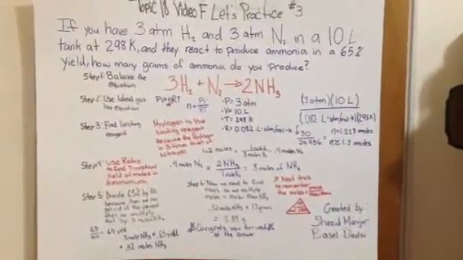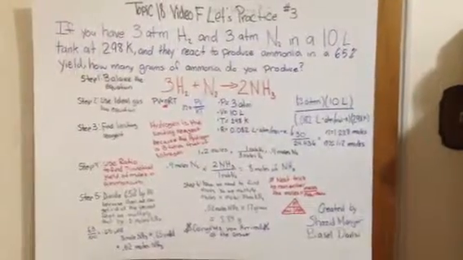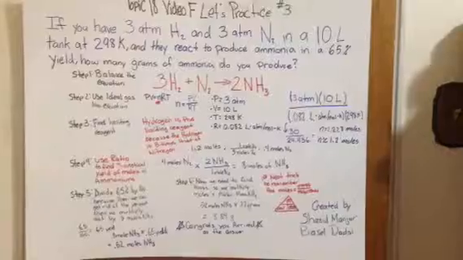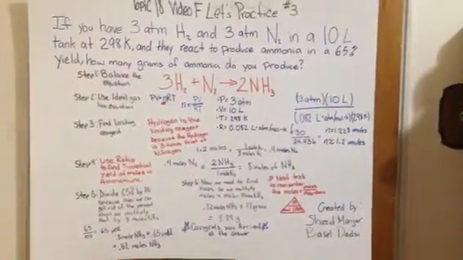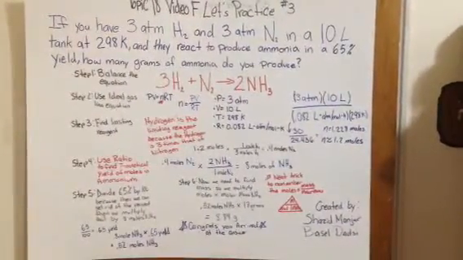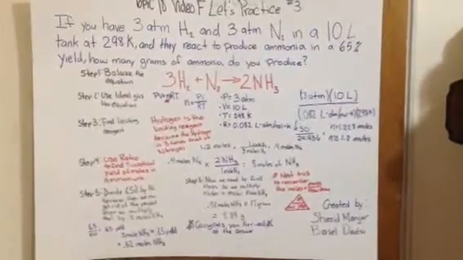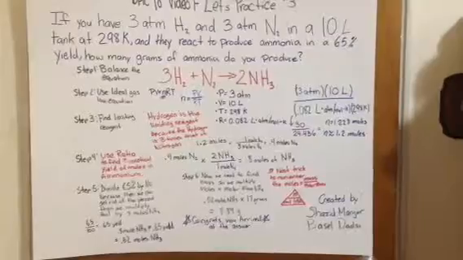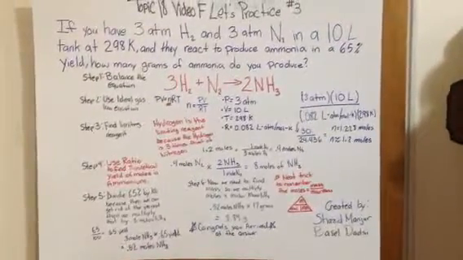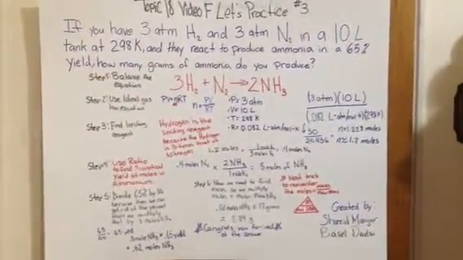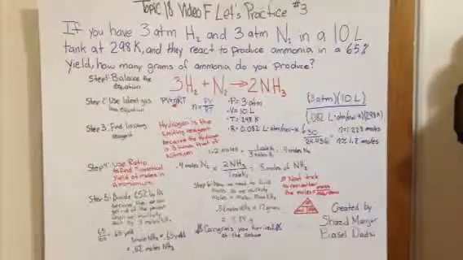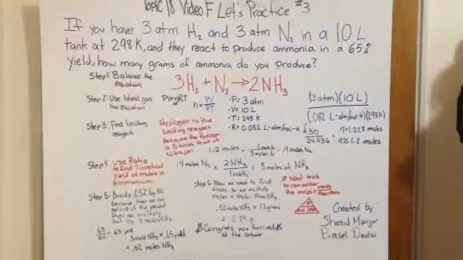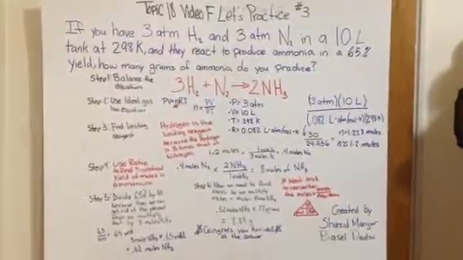So the question states, if we have 3 atmospheres of diatomic hydrogen and 3 atmospheres of diatomic nitrogen in a 10-liter tank at 298 Kelvin, and they react to produce ammonia in a 65% yield, how many grams of ammonia do you produce? So step 1, what we have to do is balance the equation. So it's 3 moles of diatomic hydrogen plus 1 mole of diatomic nitrogen reacts to produce 2 moles of ammonia.